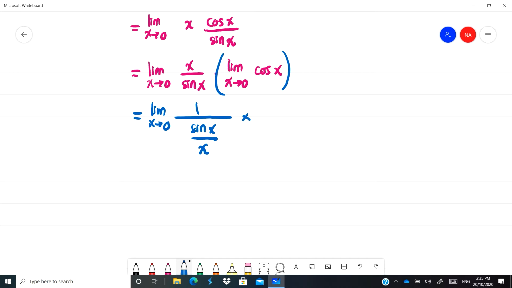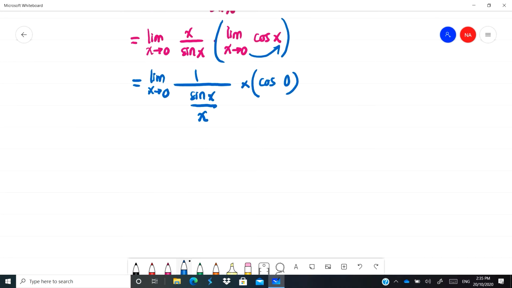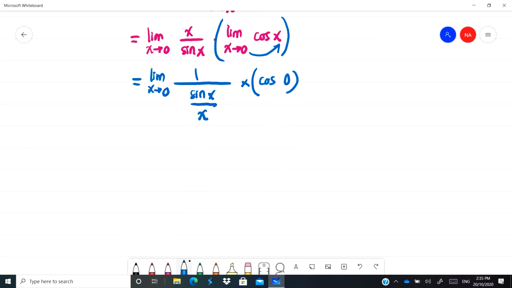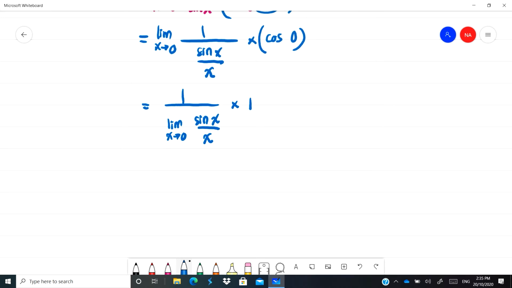For the cosine part, we substitute the value of x with 0, so it becomes cos of 0, which is 1. So we will have 1 over the limit as x approaching 0 of sine of x divided by x, multiplied by 1. We know that this part is equal to 1 by the squeezing theorem. So we'll have 1 over 1 multiplied by 1. Our final answer will be 1.